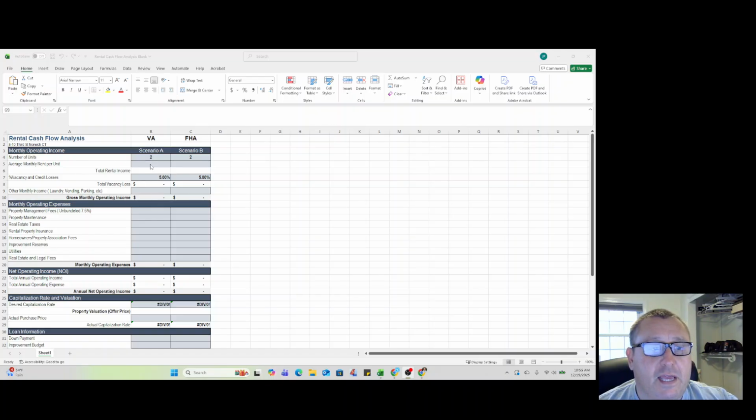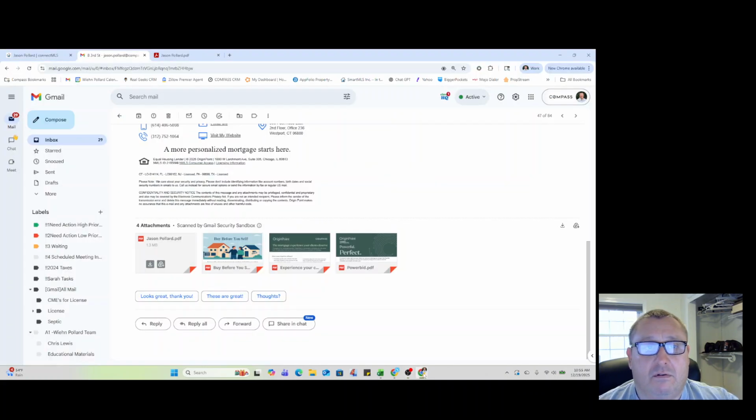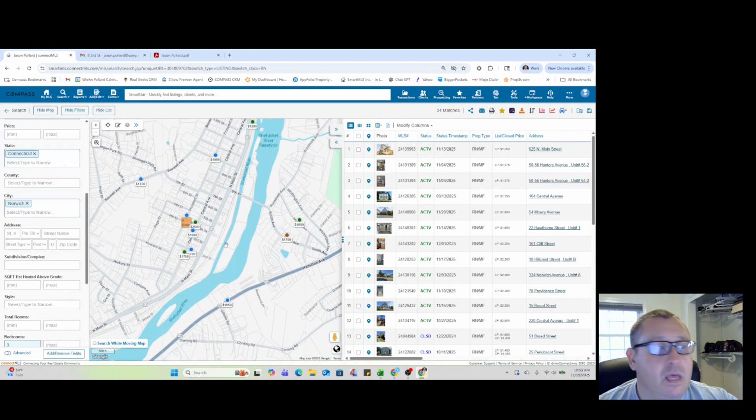So first thing here, we have our average monthly rent per unit. What I do to take a look at that: I have properties in Norwich, so it's a little bit easier for me. Also, I'm an agent, so I have MLS. You can go to Zillow, but for myself, I'm going to go to MLS. And then I take a look. We're down in this area here. So 3rd Street is right here. So I'm going to take a look at properties.